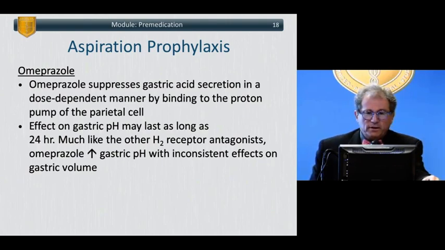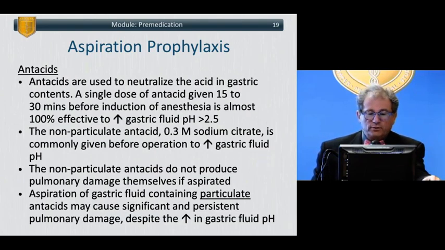Omeprazole represents a different category of agents that reduce the gastric acid secretion by competitively binding with proton pumps in the parietal cells of the stomach. Its effect on gastric pH may last as long as 24 hours, but it too acts primarily to increase the pH of the gastric juice, not any reliable effect on gastric fluid volume.